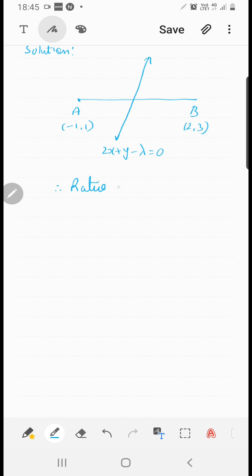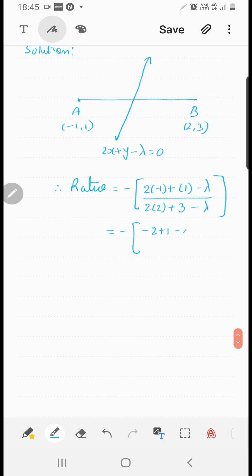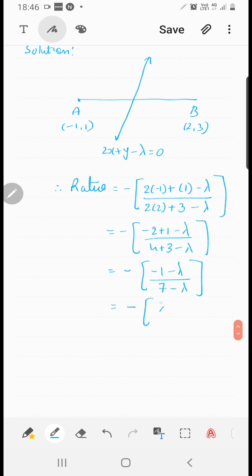Okay, so the ratio is equal to minus of, let's take the point and substitute, 2 into minus 1 plus 1 minus lambda upon 2 into 2 plus 3 minus lambda. So what I get here is minus of, I get minus 2 plus 1 minus lambda, 4 plus 3 minus lambda. Okay, so I get minus of minus 1 minus lambda upon 7 minus lambda. Let's do one thing. I take minus common, and here also I take minus common. So what I get is minus of lambda plus 1 upon lambda minus 7.